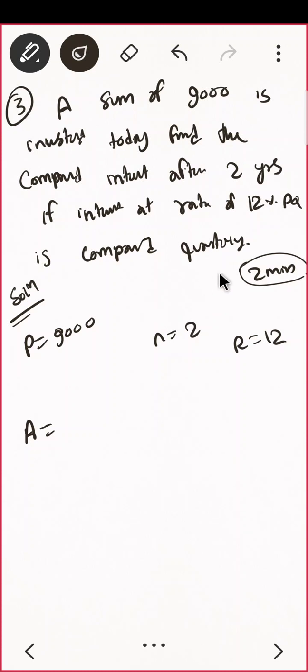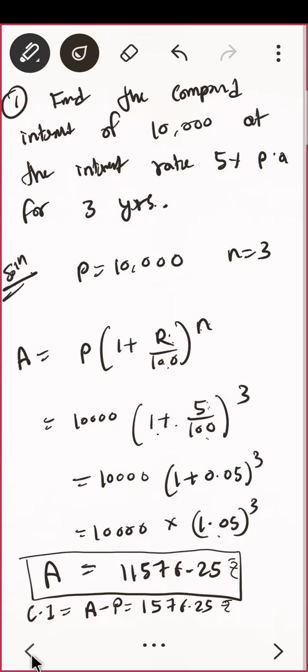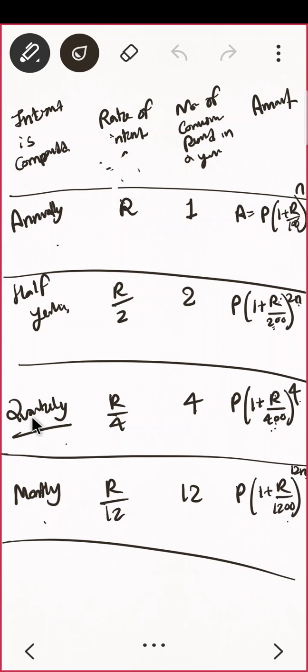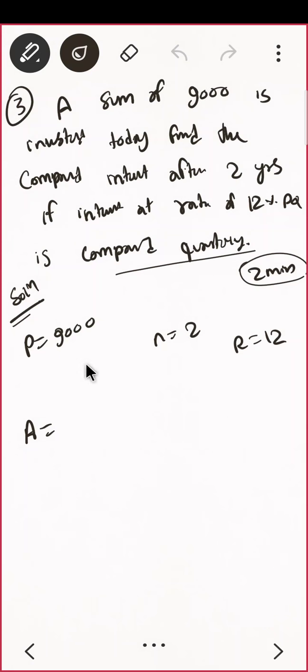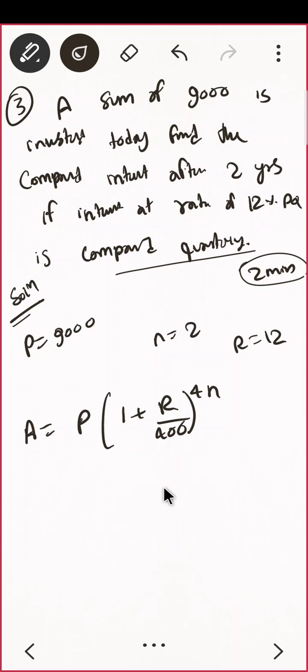They are saying compounded quarterly. That means what? It will be 4 times, correct? Interest will be calculated 4 times in a year. So what will be my formula? If you still don't remember, then go back to the table and see. Quarterly means 4 times, so it will be R upon 400, and here 4. That's it. Calculate it. So the amount will be P into bracket 1 plus R upon 400 raised to 4n. You have all the data. Put it and solve it.